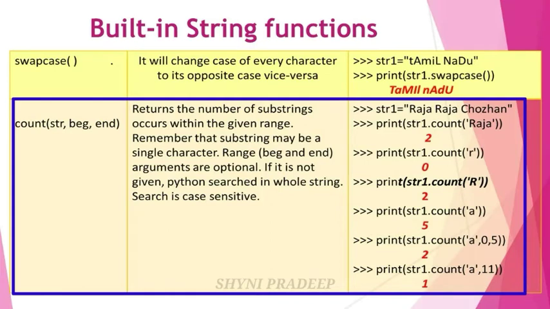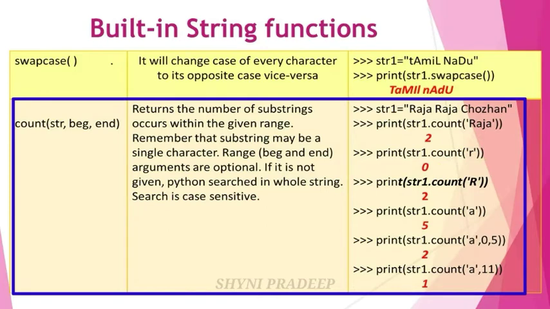Okay, so you have to count this Raja substring in the whole string. See here, 2 times this Raja string is present, so 2 will be printed on the output screen. And next, print str1.count('r'), which means lowercase r. See here, is this r present or not? No, it is not present. So 0 will be printed on the output screen.